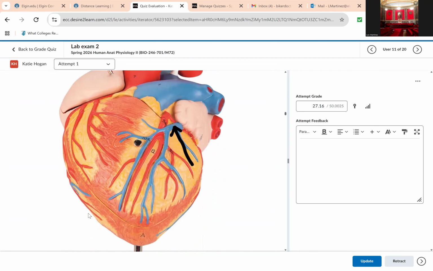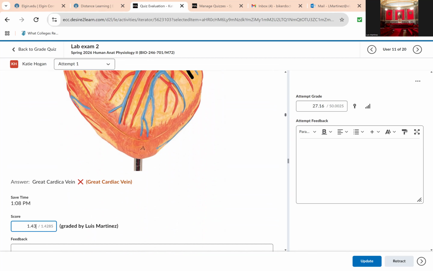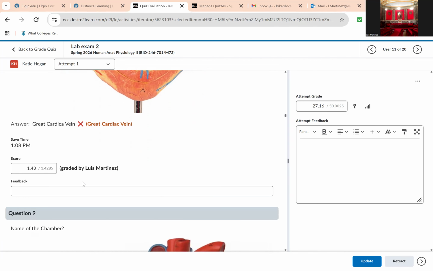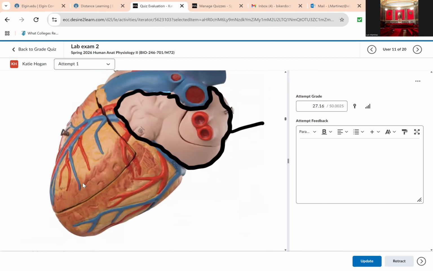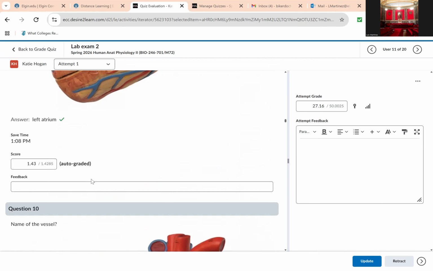Question number 8. Great cardiac vein, and I awarded you the point, even though the word cardiac was written cardica, and I understand that's just a simple misspelling. I'm not going to take points away from a student. I know that you were referring to the right blood vessel. It was just a minor misspelling. Okay. Question number 9, that's the left atrium.